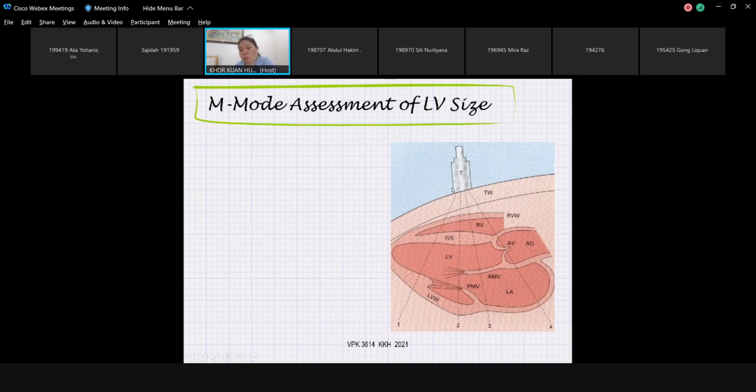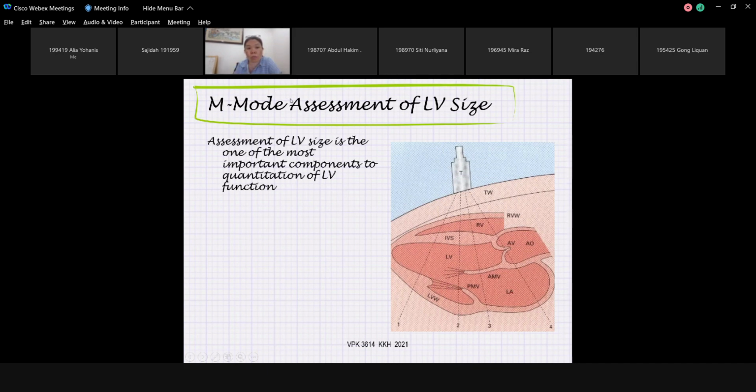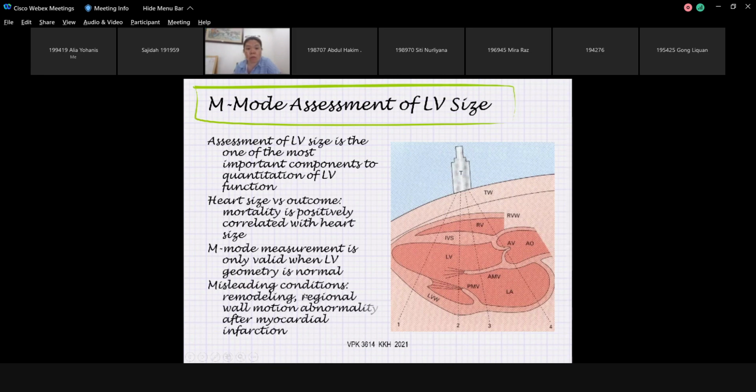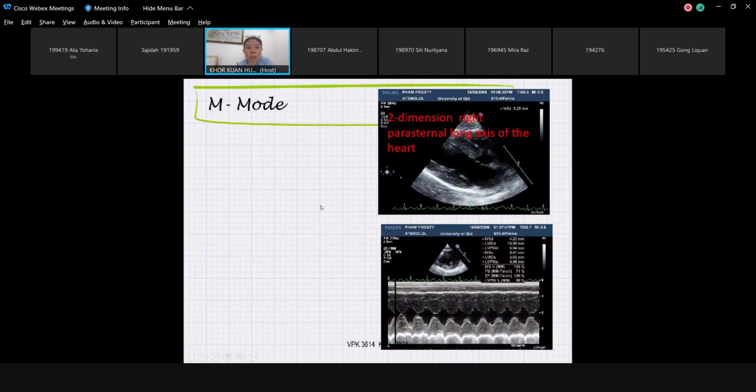Again, just now those images where I said you slice the heart and you get the short axis: only the short axis can give you M mode measurement. I repeat, only the short axis can give you M mode measurement. So you don't do M mode measurement on the long axis. This one you just have to read. All right, let's go to this one, M mode.